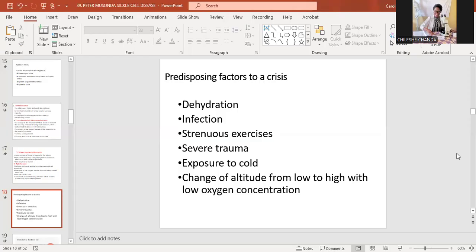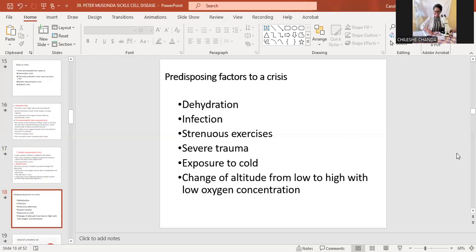Severe trauma, where the patient may end up bleeding, or where the patient is going to end up with breakdown of a lot of blood vessels or red blood cells. So you find that this trauma is going to result in the patient going into a crisis.